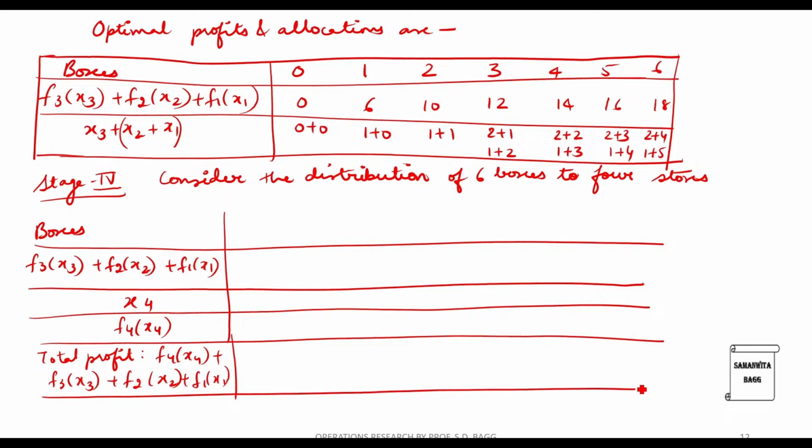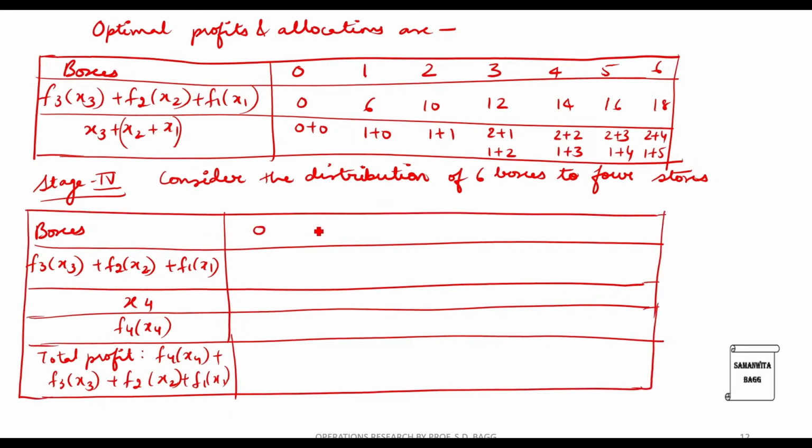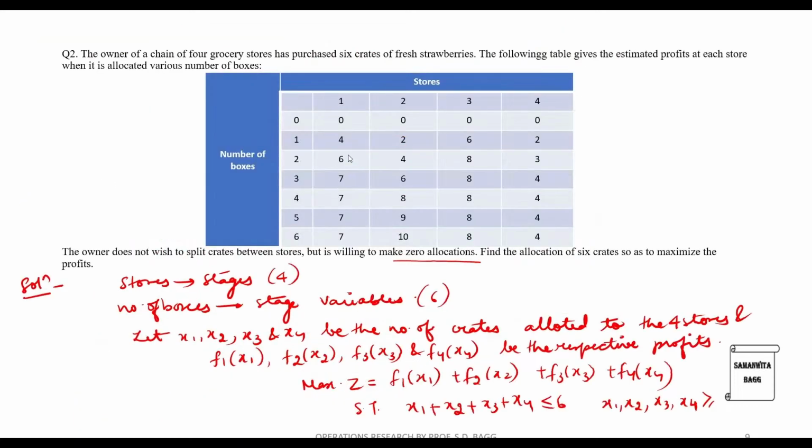All the values together. So first we'll write down the boxes 0, 1, 2, 3, 4, 5, 6. F3x3 plus F2x2 plus F1x1 is this one. So I'm writing from here this row 0, 6, 10, 12, 14, 16, 18. Now I'll write down the value of x4. When you see the value of x4, we will start writing in reverse. And also it's f4 x4 in reverse value.